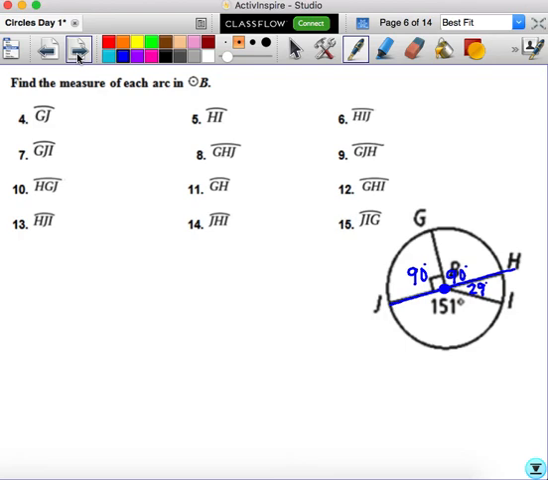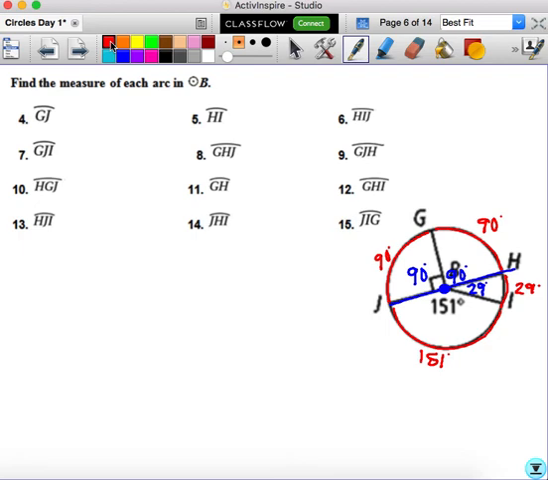So I've found all of my central angles. And remember that our central angles are the same as the arc. So if that angle is 90 degrees, this arc is 90 degrees, this arc is 90 degrees, this arc is 29, and this arc is 151. Once I've got everything labeled, I can go back and answer their question.